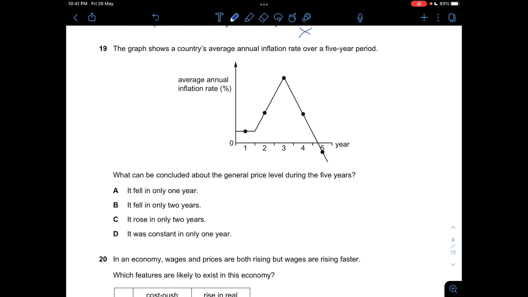The general price level was never constant, so D is wrong. It rose in only 2 years, which, 1, 2, 3, is not correct. And then B says it fell in only 2 years, which fell as in because there's a negative inflation rate, but the only year that has a negative inflation rate is year 5. So B is not correct as well. So the answer is A, it fell in only 1 year. You can look at this one. It's a negative inflation rate, so it fell.